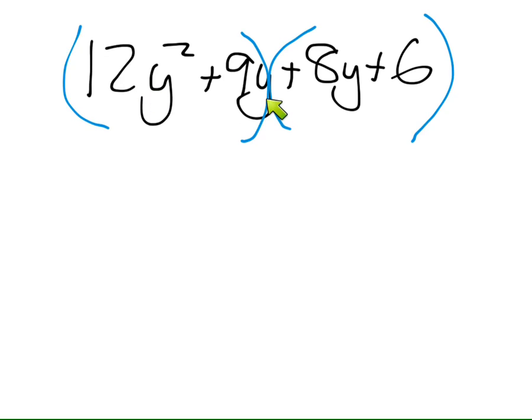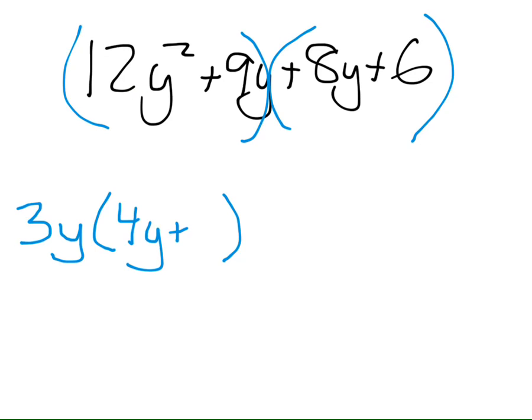12y squared and 9y. 12 and 9 have a greatest common factor of 3. They both have 1y, so I'm going to factor out a 3y. After I took out a 3y here, I'm left with a factor of 4 and one of the y's. And here I'm just left with a factor of 3. Again, if you're ever unsure, re-multiply back together and see if that's what you get.